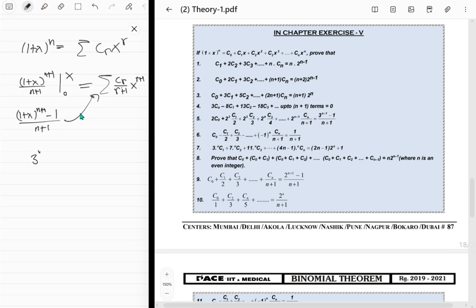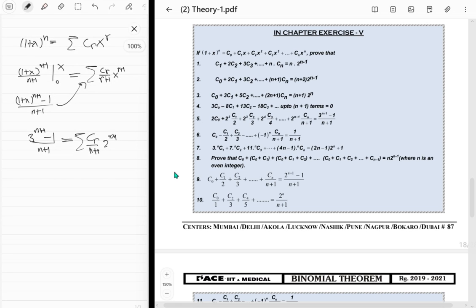It's going to be (3^(n+1) minus 1) upon n + 1. That's going to be the thing. So it's going to be the summation of, I don't know, nCr upon r + 1, and you got 2^(r+1), right? That's exactly what this whole series is. Perfect. And that's what they wanted us to prove. So there we go. Fifth is easy.